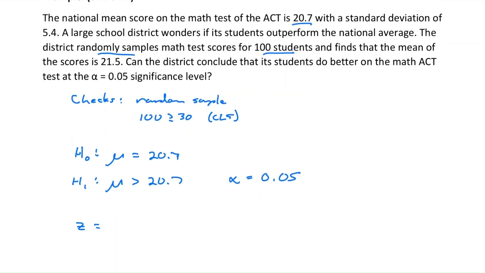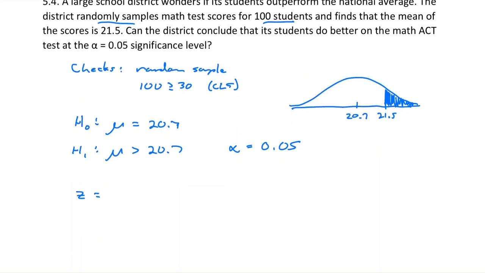Let me draw a picture here and just remind us of what we're doing on this. So national average, mu, is 20.7. The school district's scores average 21.5. And we're wondering, what is the probability of getting that score or higher just by chance? Was this, again, a fluke sample of 100 students, or is this typical? And if it's typical, is it enough to show that the school outperforms the nation? So that's kind of our picture. And what we're looking for is this area here. This is going to be our P when we find that area.